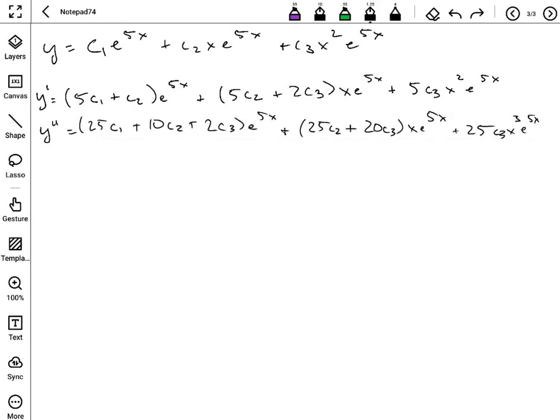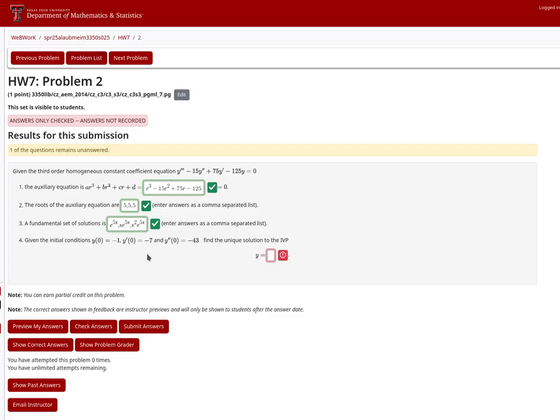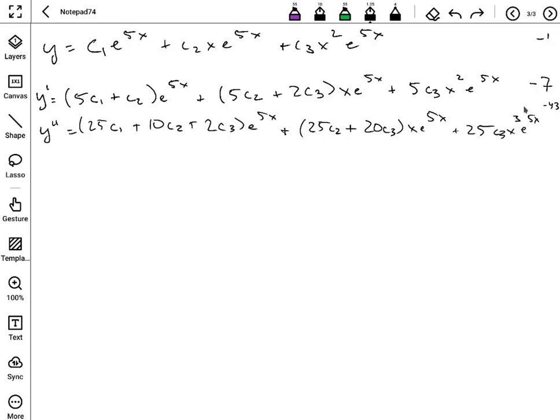All right, and then I just have to combine that with the initial conditions I was given: minus 1 for y of 0, minus 7 for y prime of 0, and minus 43 for y double prime of 0. So I just wrote those down real quick. So I've got y of 0 is going to be c1 e to 0 plus c2 times 0 e to 0 plus c3 0 squared e to 0.